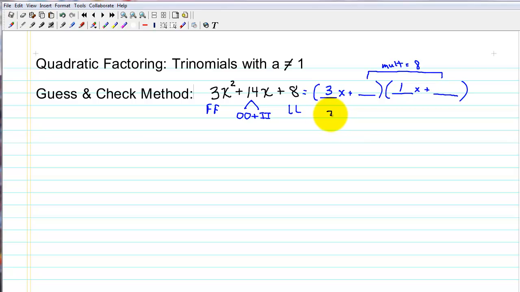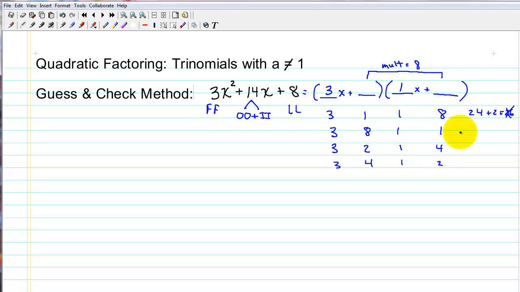So we could have here 3, and this could be 1, and then this would be 8. We can try, again, these are going to stay 3 and 1. We could try 8 and 1 that way. We could try 2 and 4. And last combination here would be 4 and 2. So I'm looking for the outsides plus the insides equaling 14. So here the outsides are going to be 24, plus 2 is 26. That's no good.